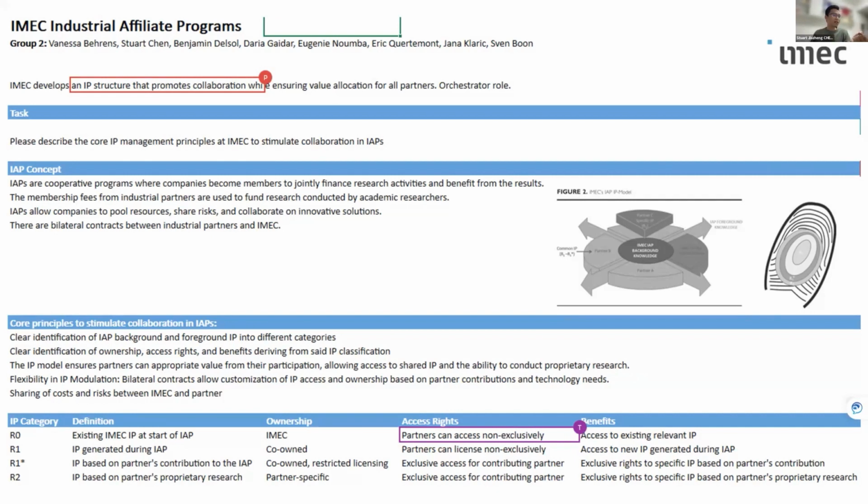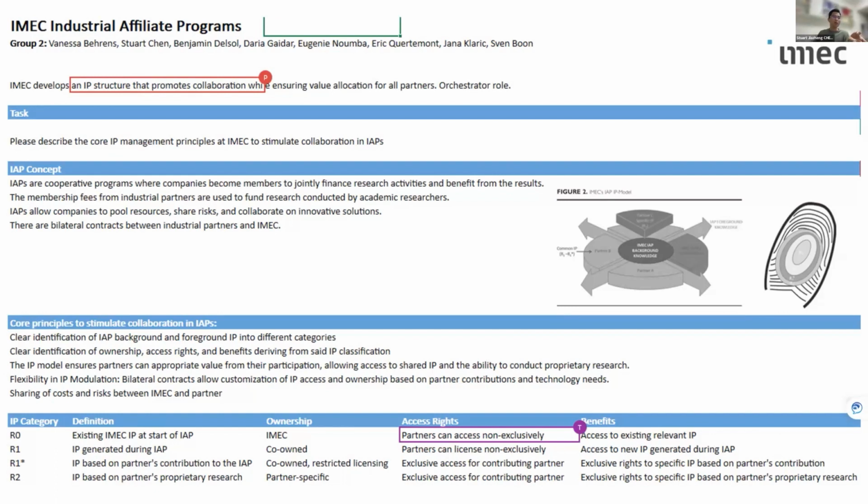So in this phase, the intellectual property is generated during the IAP, and the intellectual property is owned by both IMEC and the IAP. So partners can license non-exclusively, and partners can access the new IP generated by the IAP.